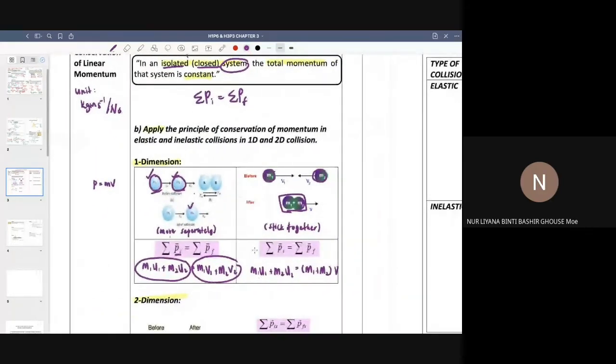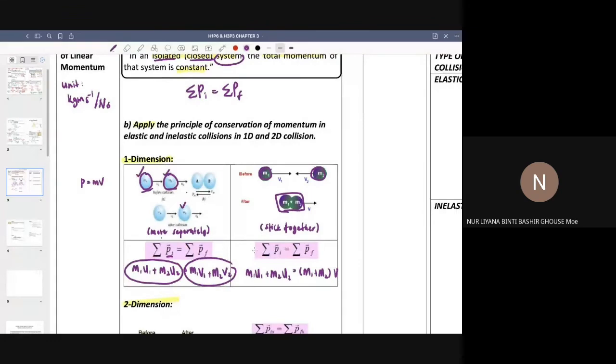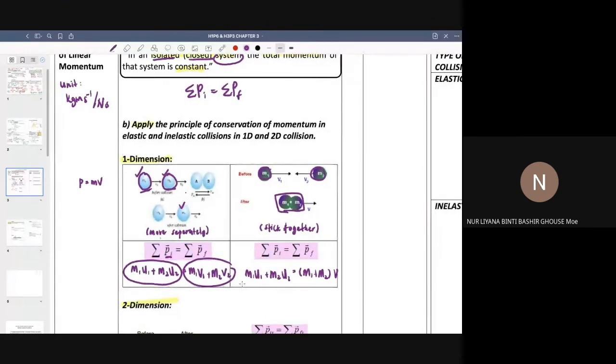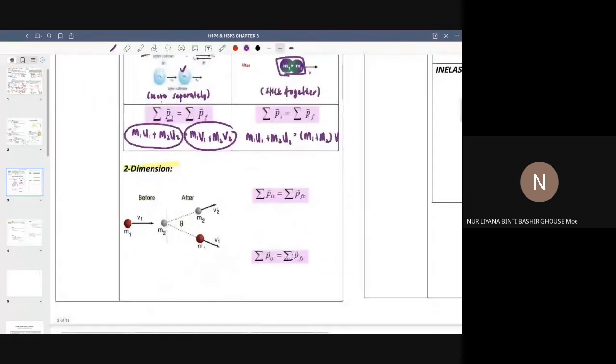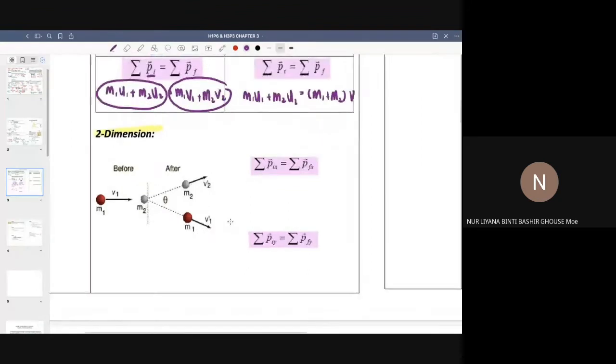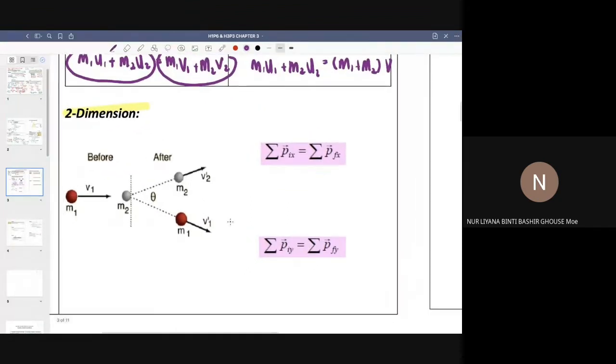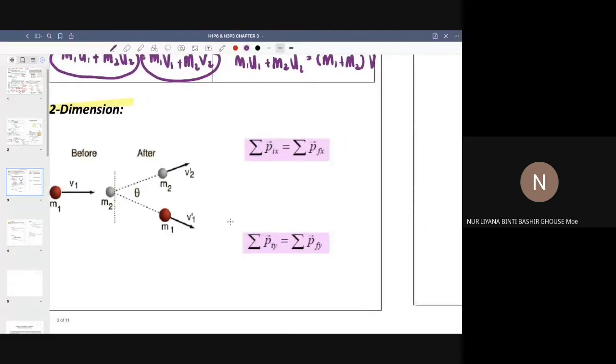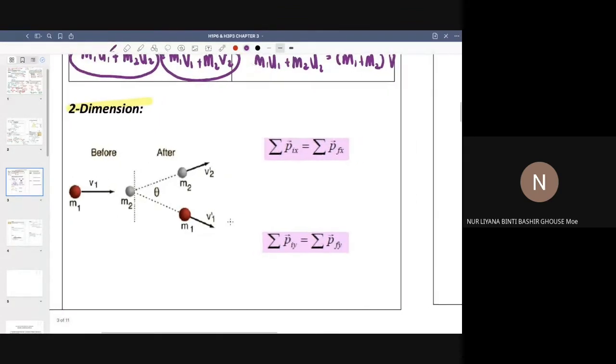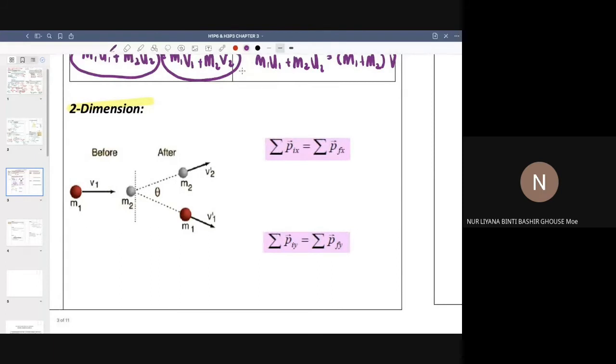So this one is for your first dimension. Yang first dimension ni waktu SPM pun dah belajar, so tak mungkinlah kita stop dekat situ je kan kat matrix. Kat matrix mesti kita kena step up sikit. So bila kita step up, kita akan masuk two dimension. Bila kita masuk two dimension, kita akan ada untuk X component and also untuk Y component. Tapi don't worry, senang je, sama je.